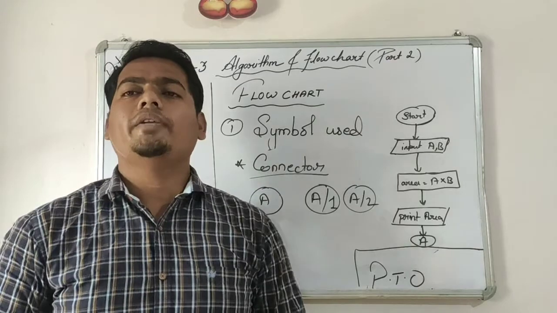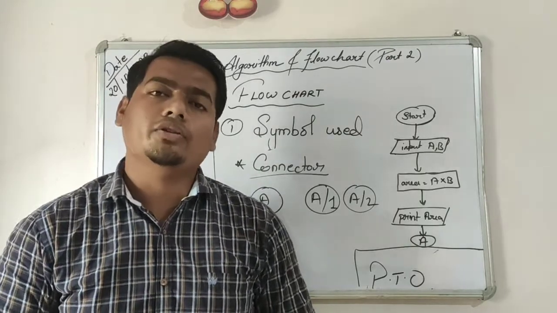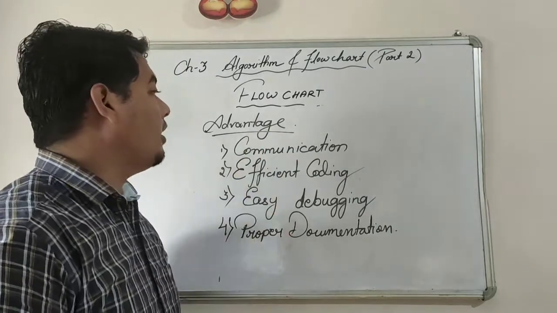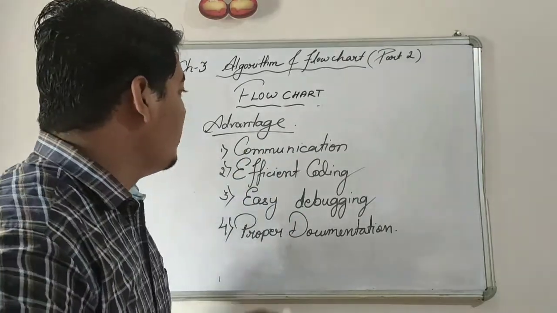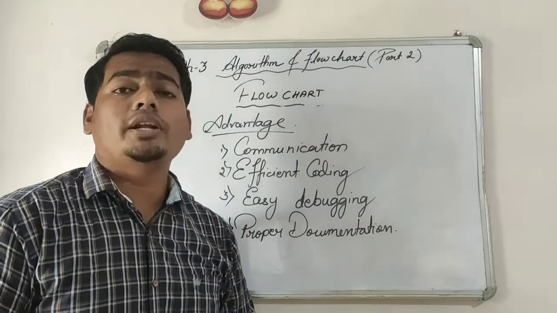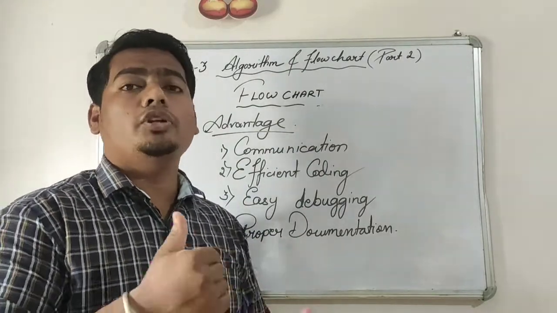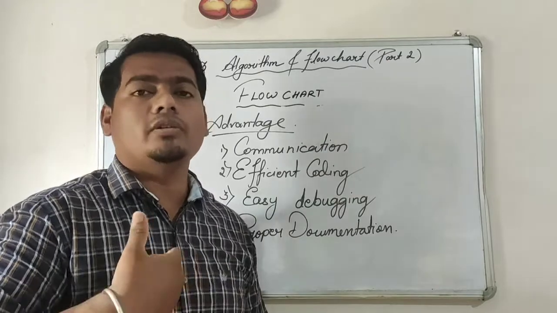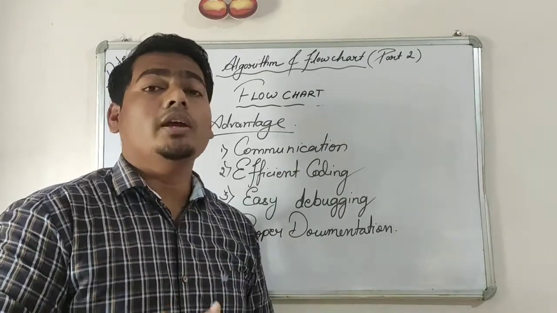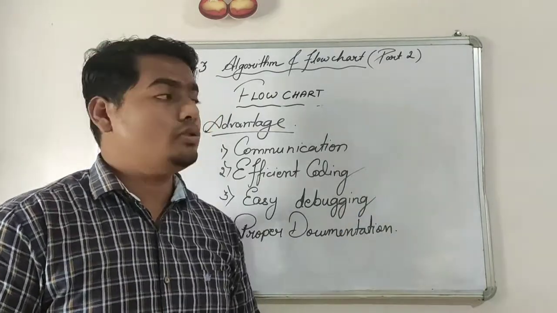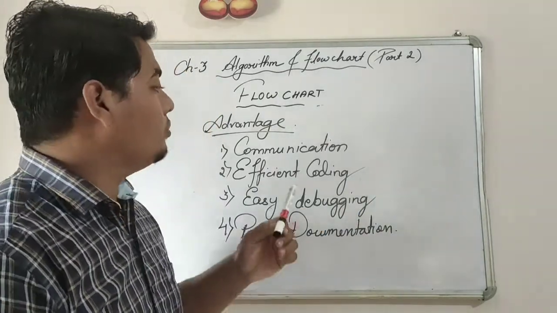Next we will read about the advantages and the disadvantages of a flowchart. Let's read about the advantages first. Here I have already written the advantages. What is the first advantage of a flowchart? It is communication. Communication is a medium between two viewers, meaning I want to say something and you want to hear something. It is very easy to communicate your ideas to your audience, what you have to show them and what you have to ask them.